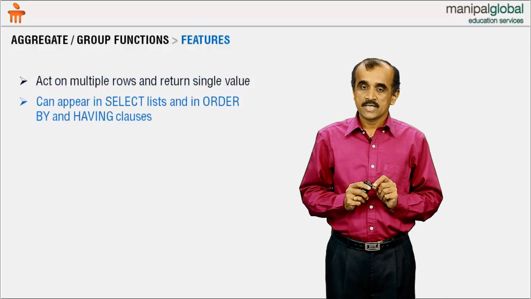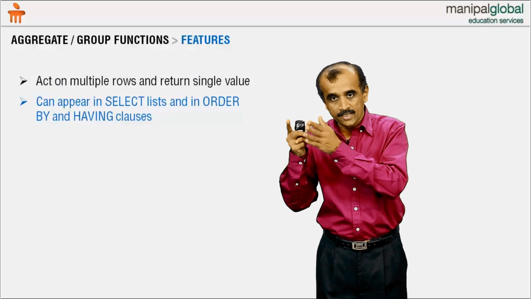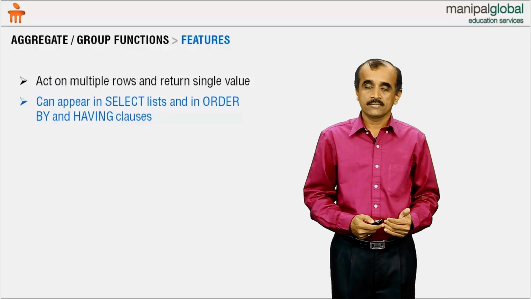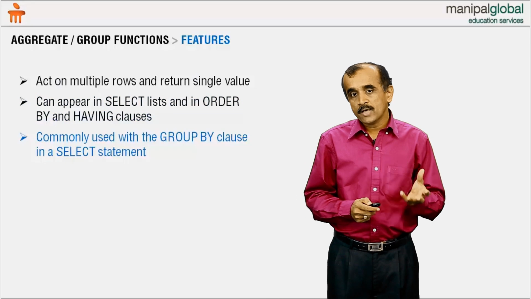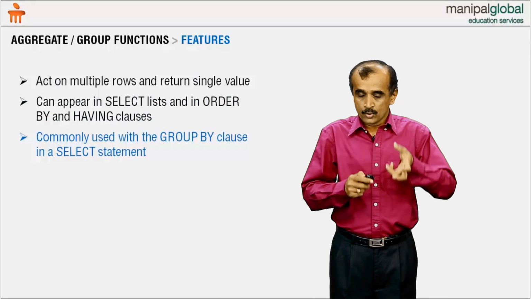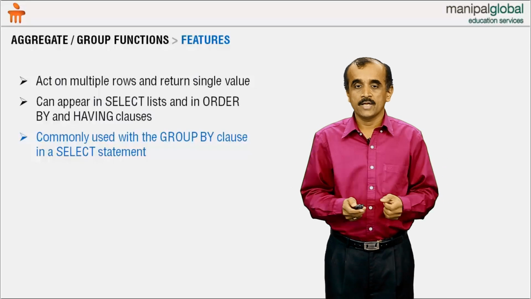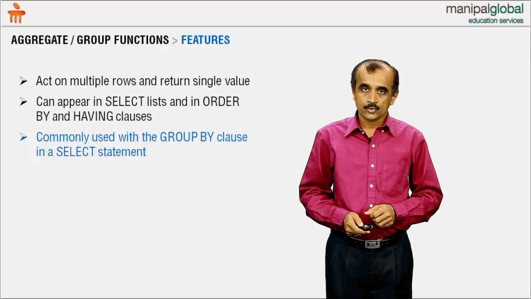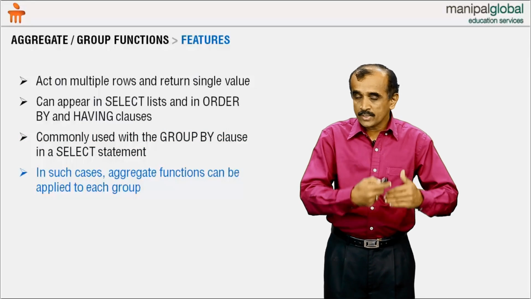Where can they appear? In the select clause, I can say column name and aggregate function, and in the order by and having clauses. They are commonly used with the group by clause in a select statement. We also have what is called the group by clause with a certain column name, and aggregate functions are commonly used with that. So, if I have a group by, the aggregate function can be applied to each group.